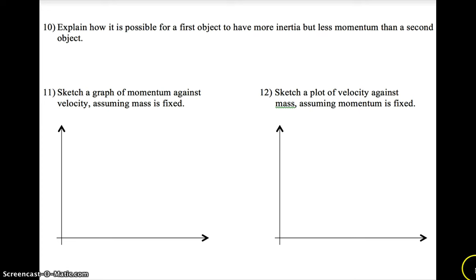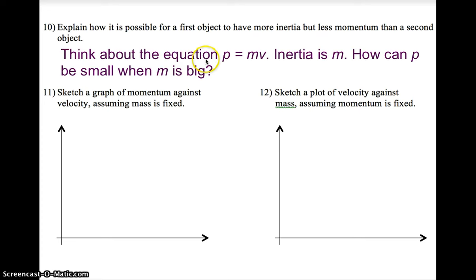to 10. We're thinking about the equation P equals mv. Inertia is mass. So how could the momentum be small when the mass is big? How can this be small when this is big? Well, it depends on what v is doing. So the answer has to deal with what happens to v.